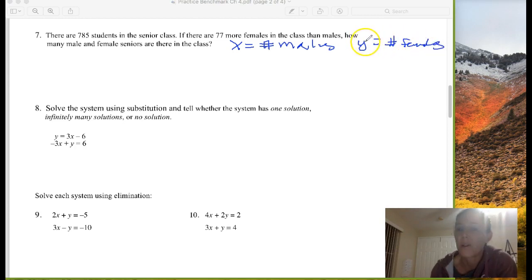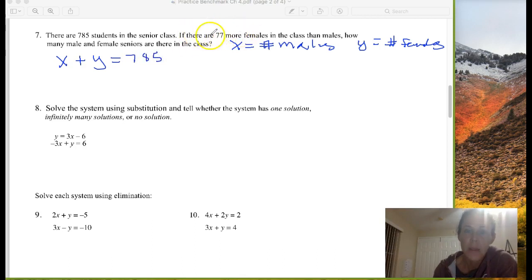And you can also say females is going to be X minus 77, right? Or did I say that wrong? Females is going to be X plus 77. Okay, because there's 77 more females than males. So I did say that wrong. All right, so let's set up a system of equations. If we know there are 785 students in the senior class, we're going to go the males plus the females. So the number of males plus the number of females is going to be 785.